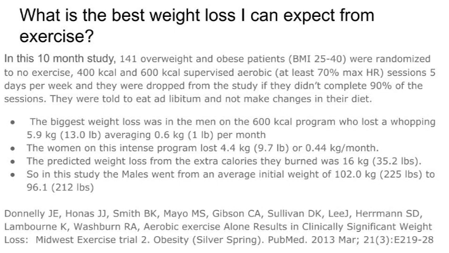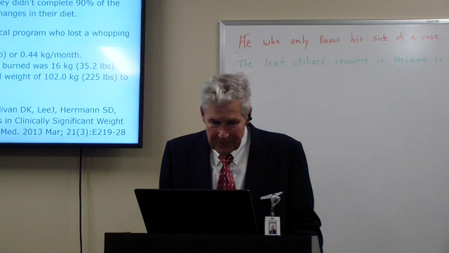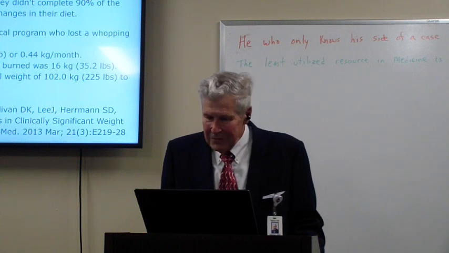So what happened? The biggest weight loss was in men on the 600 calorie program who lost a whopping 5.9 kilograms, 13 pounds. And they averaged 0.6 kilograms per month. The women on this intense program lost 4.4 kilograms, or 9.7 pounds. The predicted weight loss using the calories in, calories out calculator was 16 kilograms or 35 pounds. So they only lost 13 instead of 35. So in this study, the males went from an average initial weight of 225 pounds to 212 pounds.